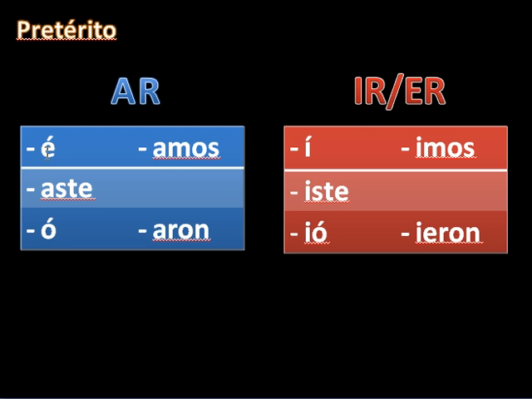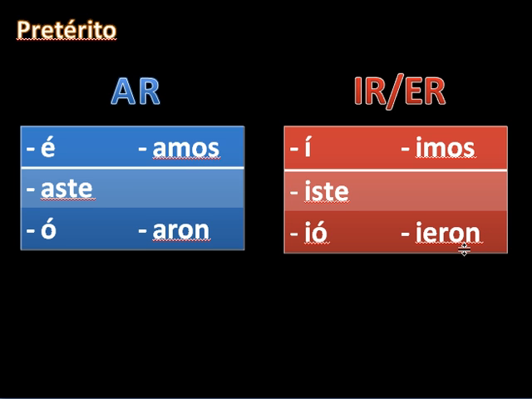So pretérito. You're going to break it up into two groups, AR, and IR and ER, and you need to remember the endings. So for AR verbs, you're going to have é, aste, ó, amos, and aron. For IR, í, iste, ió, imos, and ieron.